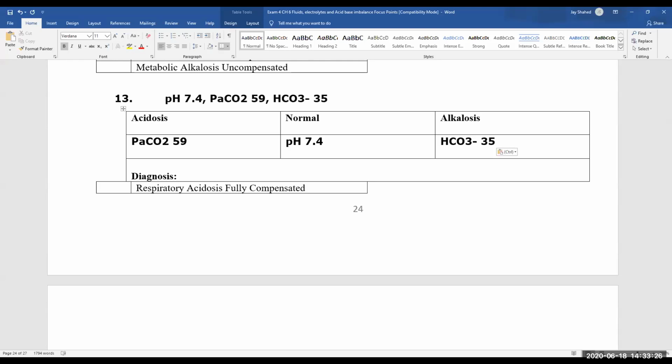It's in the middle. But the PaCO2 is 59, so that's higher. Yeah, I would say respiratory acidosis fully compensated. Yeah, but I thought the higher one meant it was compensating. Okay, so what's the difference here? That's a 14. The other one's 9.